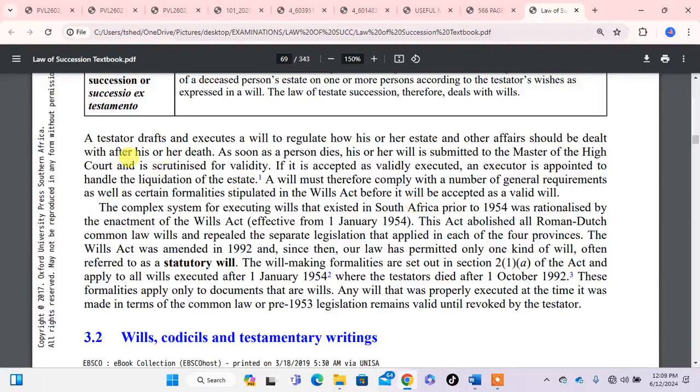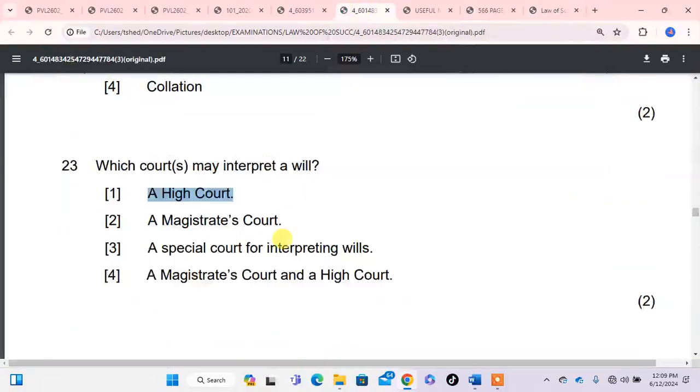A testator drafts and executes a will to regulate how his or her estate and other affairs should be dealt with after his or her death. As soon as a person dies, his or her will is submitted to the master of a high court and is scrutinized for validity. So this question is different from asking which court or courts may interpret a will, where it can be interpreted. Meaning, if we have a dispute about a will, where must we go? Should we go to the magistrate's court or should we go to the high court?